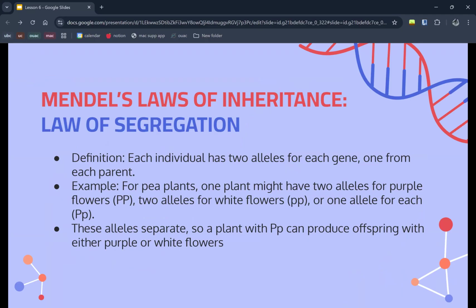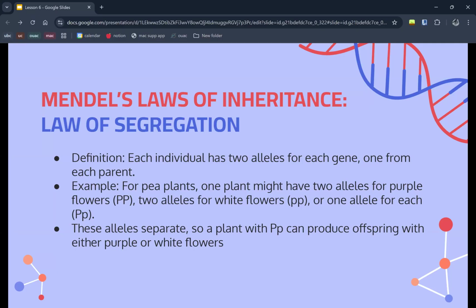So he came up with a few laws of inheritance. Firstly, the law of segregation. What this means is that each individual has two alleles for each gene, one inherited from each parent. Like we talked about with the eye color thing before, everyone has one allele from each parent that ultimately determines what their eye color will be, depending on how many dominant or recessive alleles they have.